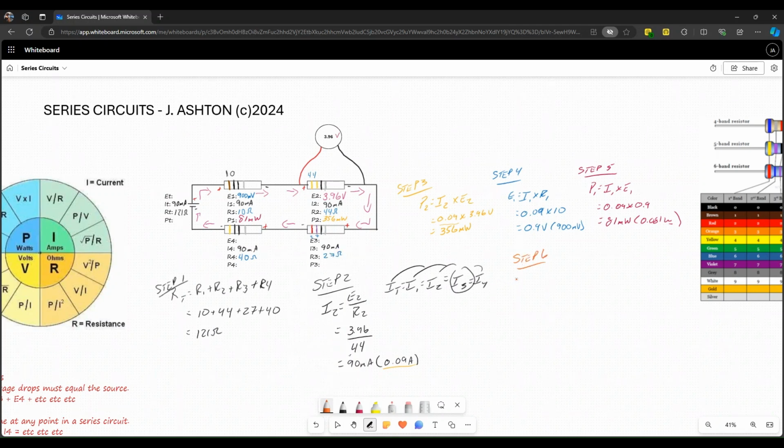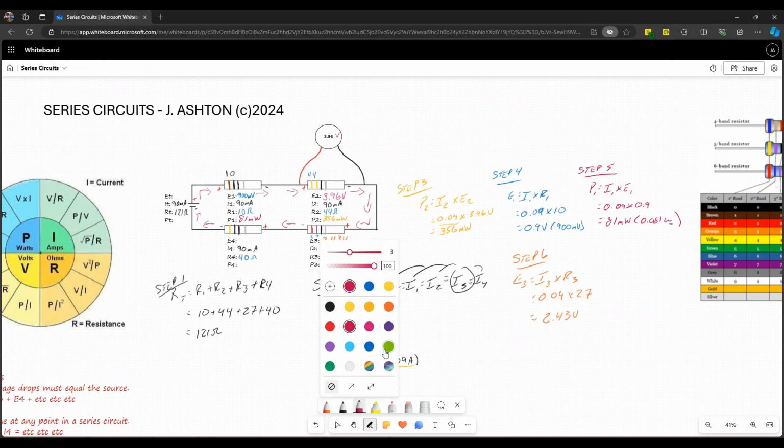Step 6, let's find the voltage at resistor 3. E equals I times R. 0.09 times the resistor value that we found to be 27 ohms. We're going to get 2.43 volts. 2.43 volts. Cool. And now we've got power 3 to do.